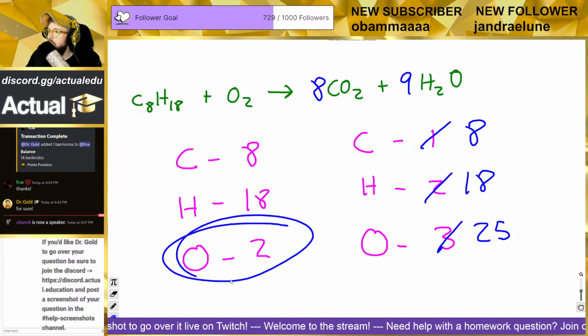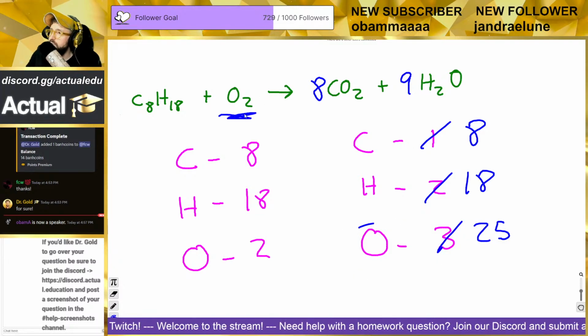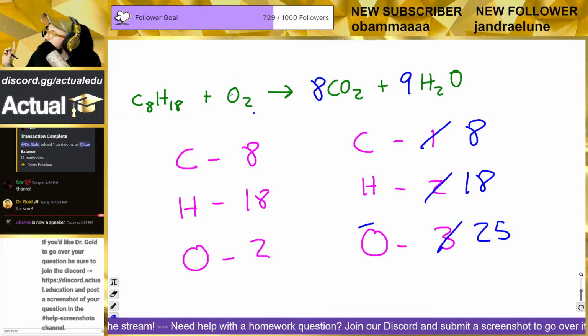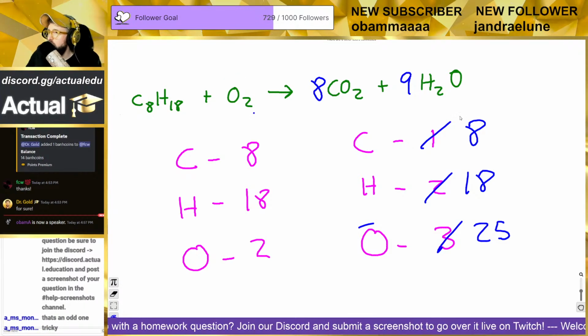So what I want to do is balance this. And luckily, we saved the best for last. We saved the oxygen for last. Now, anytime I start putting numbers in front of this, it's only going to change the oxygen, which is good. It's tricky, because what would I want to put in front of the oxygen here?